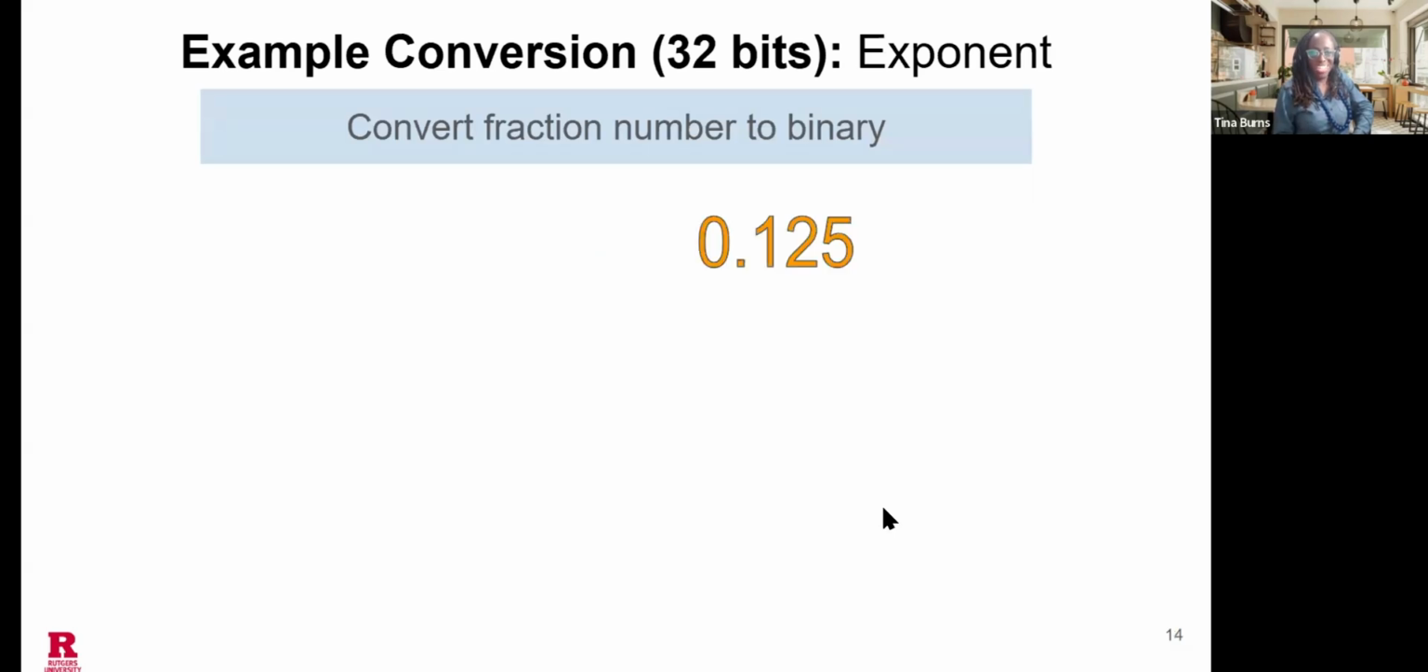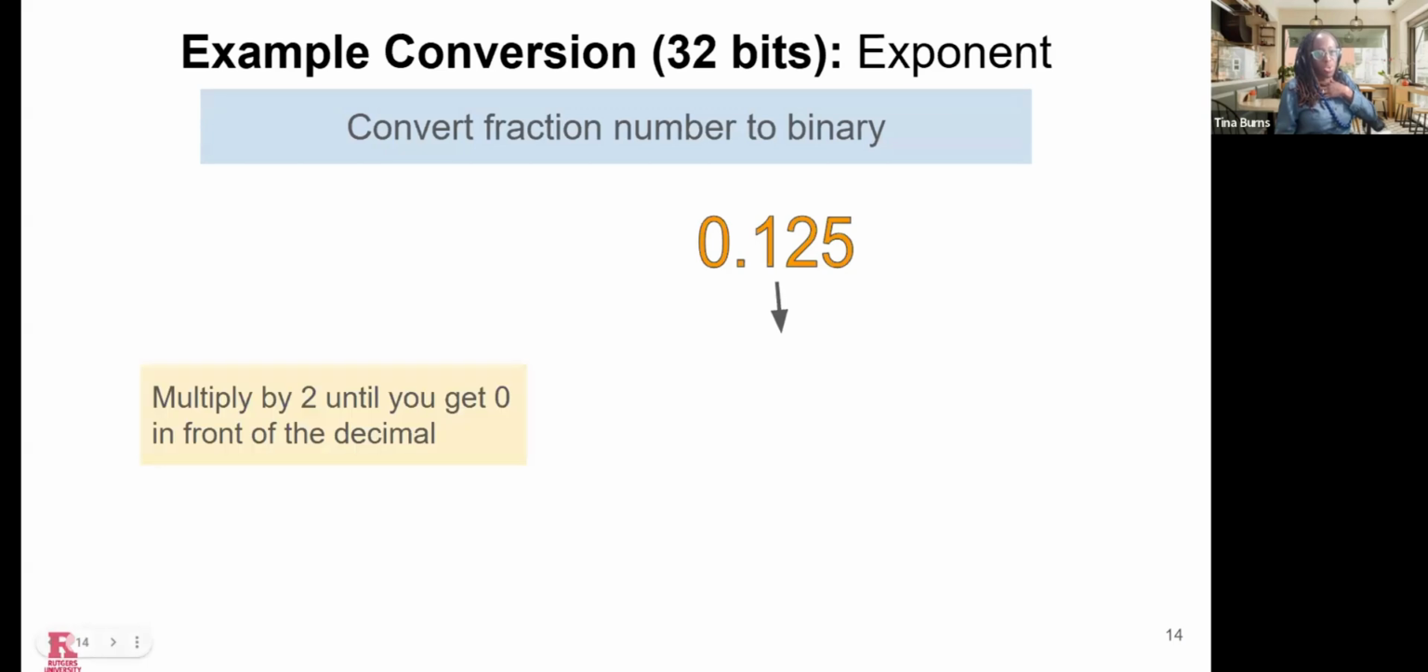Now we're going to do what's called converting the fractional portion to binary. Now, this involves a couple things. The first thing we're going to do is take this number and multiply it by 2 until we get 0 in front of the number, right?